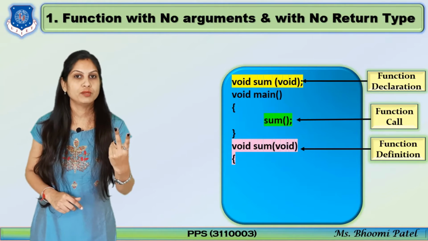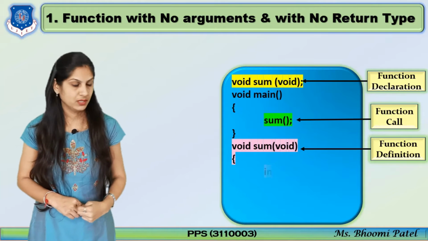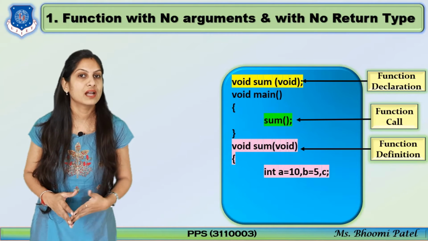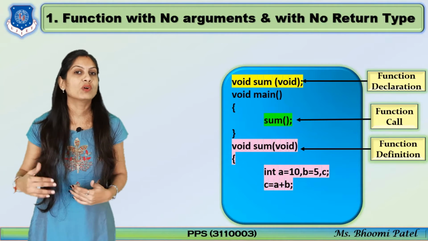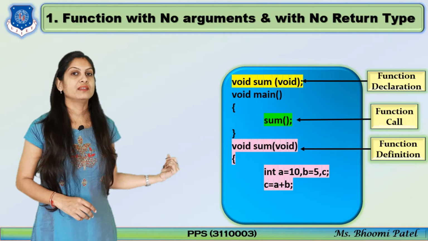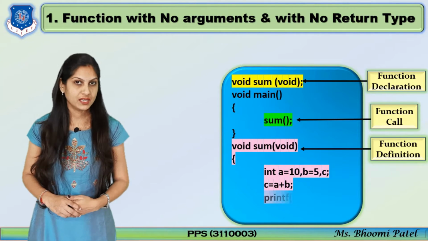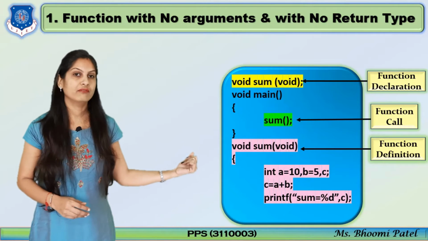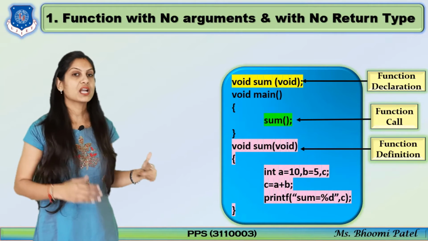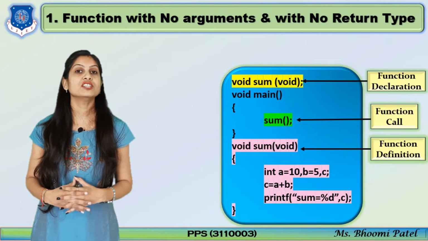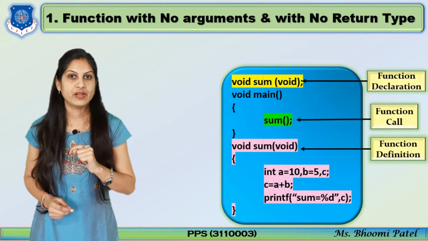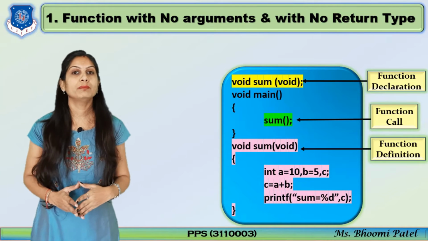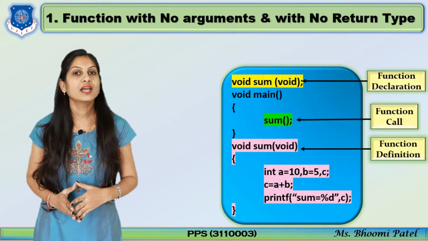Now what is the logic for finding the sum? For that we need 2 input variables and 1 output variable. So here I am writing int a = 10, b = 5, and c, that is our output, and the logic is c = a + b, and then we have to print the answer which is stored in variable c. In printf we write "sum = %d" and comma, value of c. So this is how we can write a program for addition of two numbers using user defined functions. Without user defined functions also this program can be written, that we already discussed.